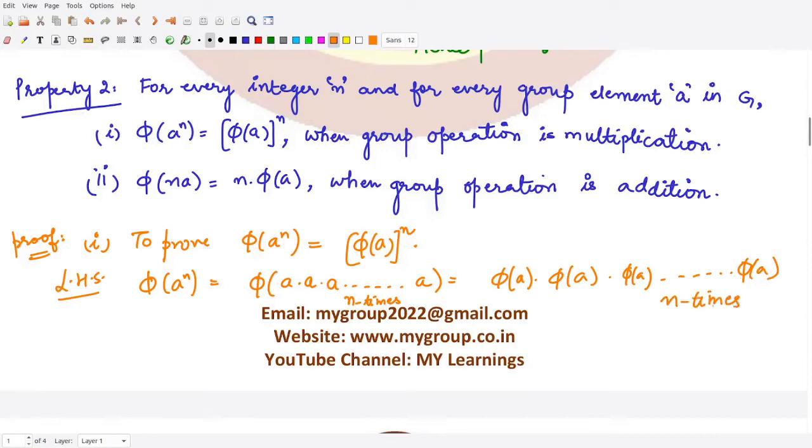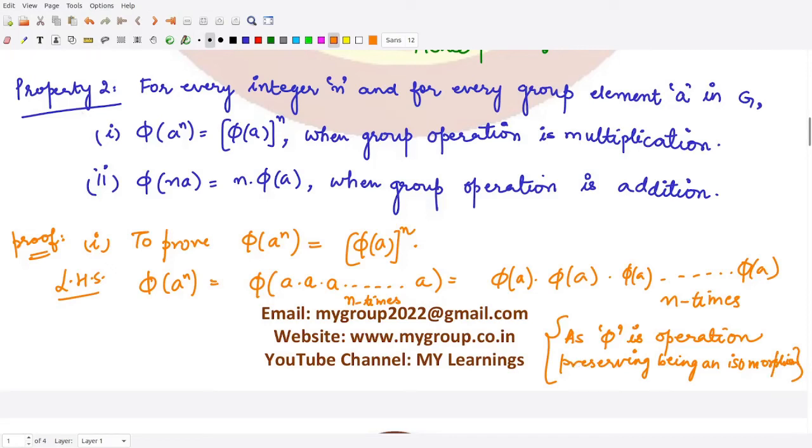And why is this so? Because phi is operation preserving, being an isomorphism, right? It is operation preserving, being an isomorphism, correct? So the proof is very simple.